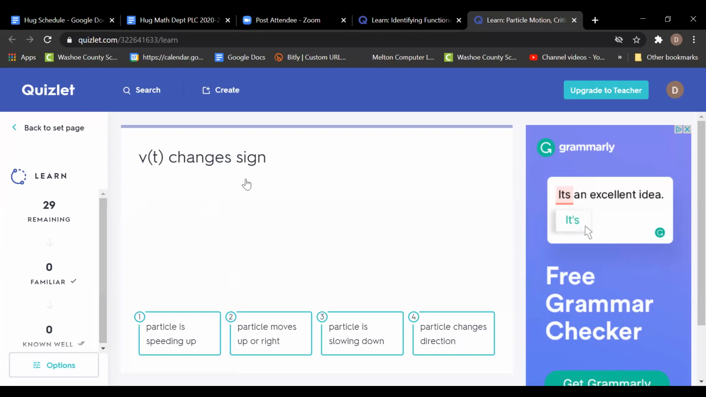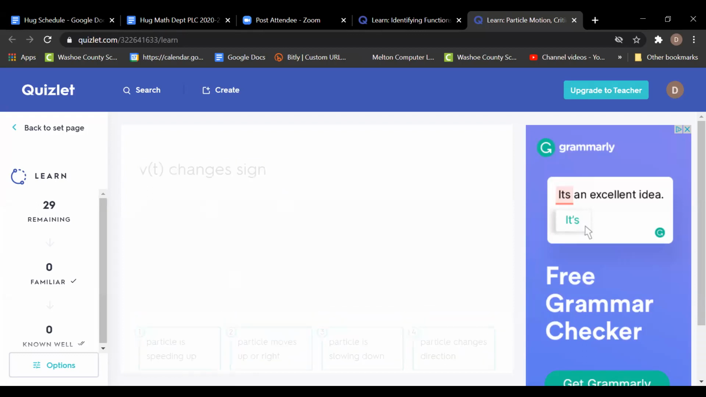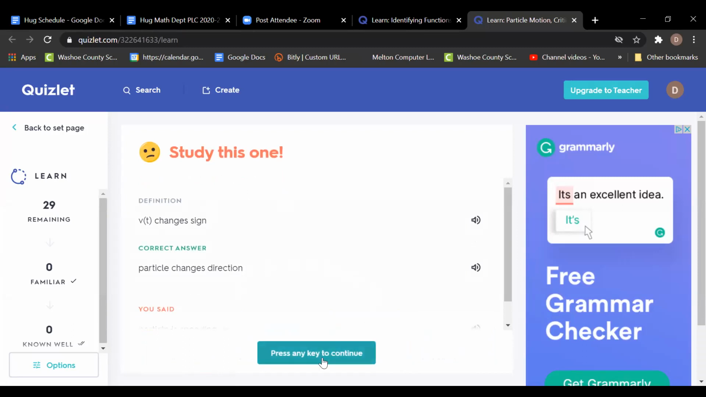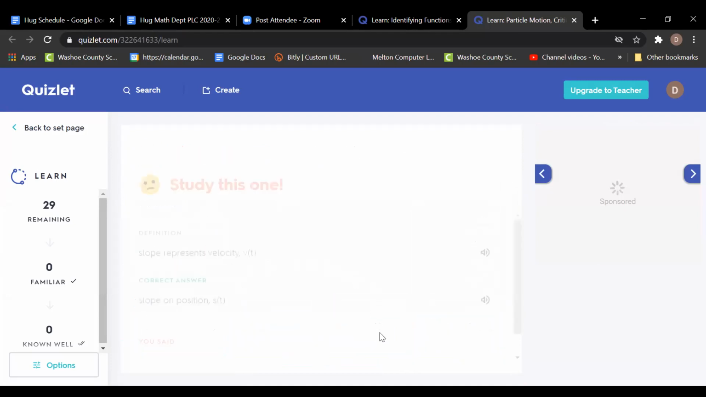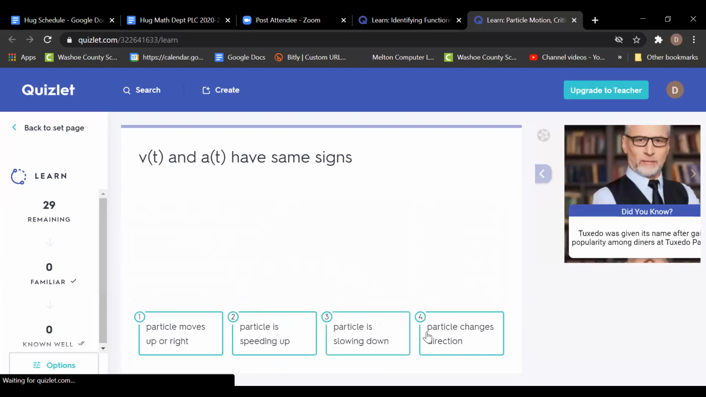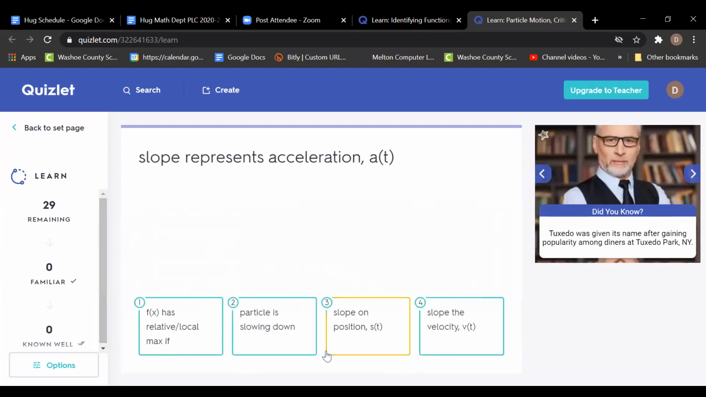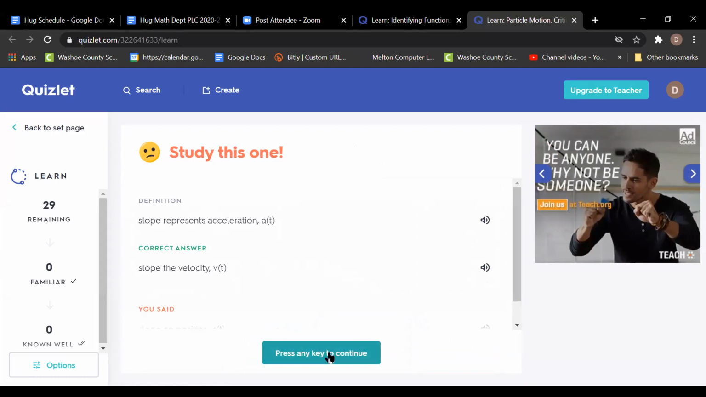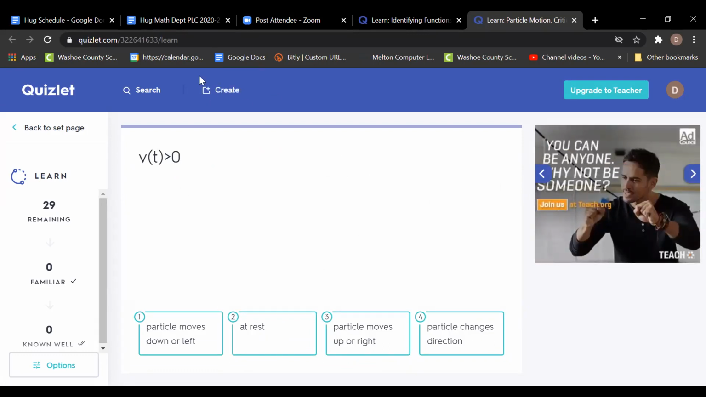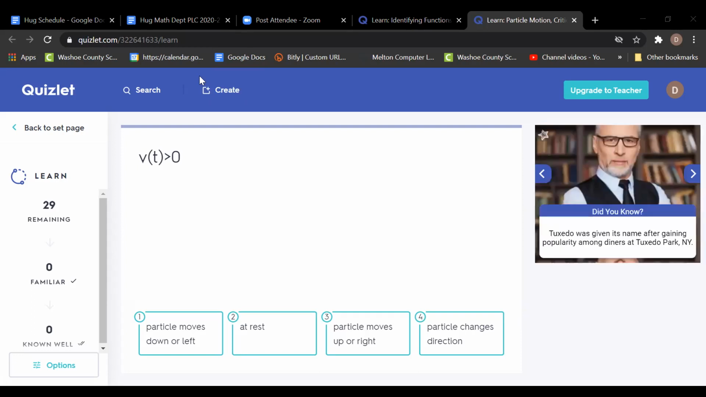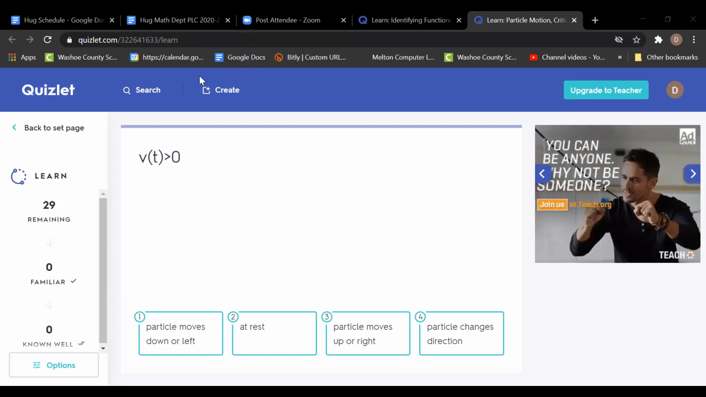Like for example, v of t changes sign. So what does that mean? What happens to the particle? If you pick one of the questions and you get it wrong, you can go back and then pick another one. Okay, really need to study this. And then just keep going until you get to the right answer. And I'm really bad at this one because I picked all of them and apparently it says it's not. Oh, you know what? It changes. Just kidding. It actually did change. I thought it didn't. But anyways, make sure you guys go over the 29 questions and get familiarized with the concept of particle motion, with concavity, with critical points, point of inflection, maximum, and etc.